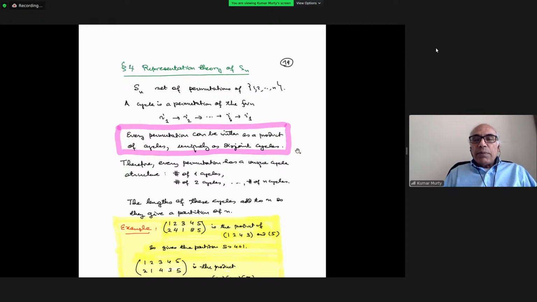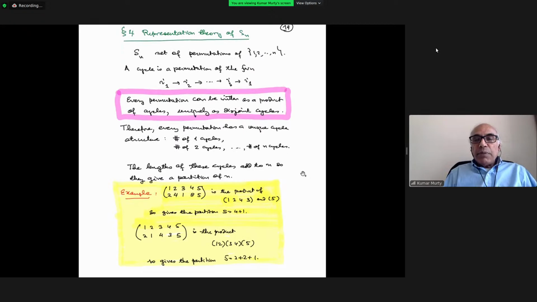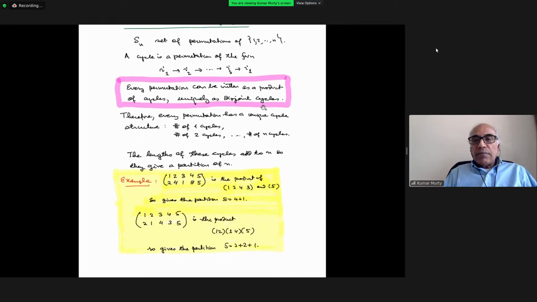And we know that every permutation can be written as a product of cycles. And if you allow the cycles to be disjoint, that's a unique representation. Therefore, for every permutation you have this unique product of disjoint cycles. And then you can count the number of 1-cycles, the number of 2-cycles, the number of n-cycles. And that gives you a partition of n.